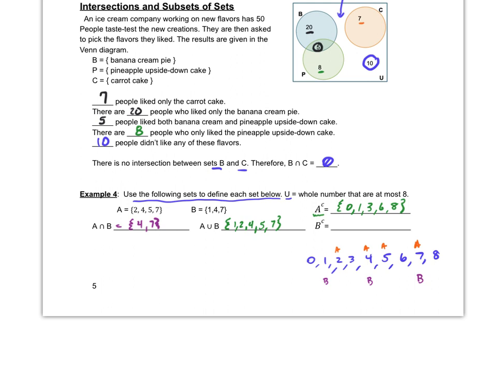The complement of B is going to be all the values that weren't included in B. Well, B has 1, 4, 7, so we would have 0, 2, 3, 5, 6, and 8. So there you go. Those would be our complements. Remember, your set and its complement together should be all of the universal set. A and its complement, all of the universal set.